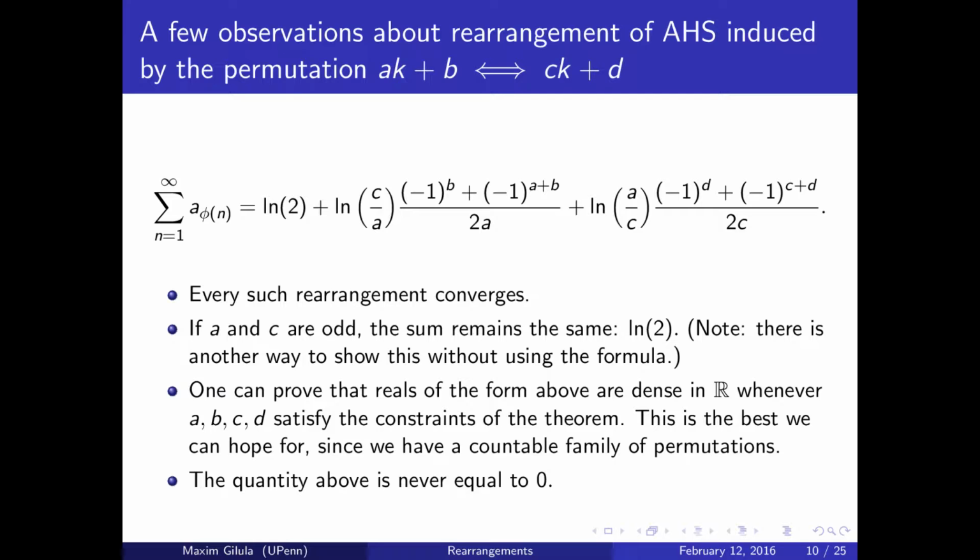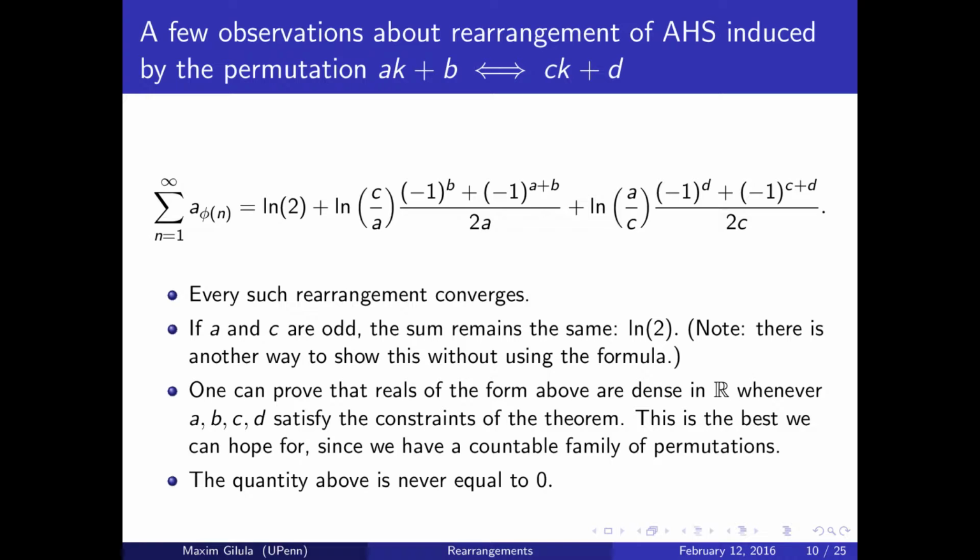If A and C are odd, the sum doesn't change, because these have opposite signs. So if B is even, then A plus B is odd. And if B is odd, A plus B is even. Same thing with C and C plus D and D. So if A and C are odd, the sum doesn't change, which is really strange. For example, if you were to triple, that sum wouldn't change. But the doubling one changes. And there's another way to see this, but we won't talk about that.